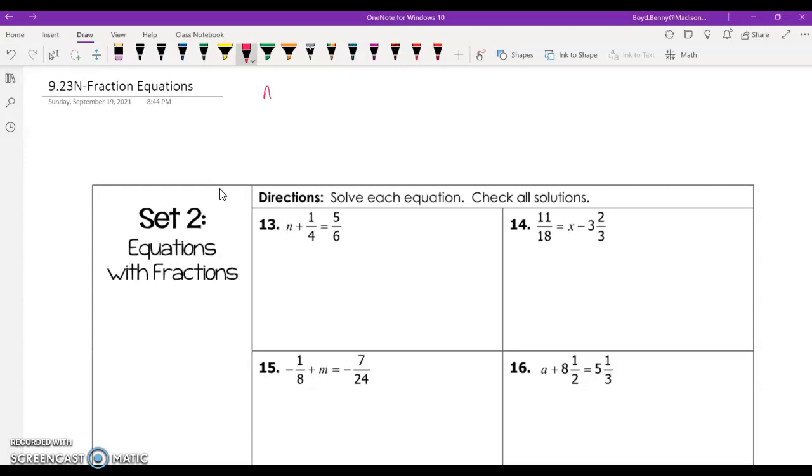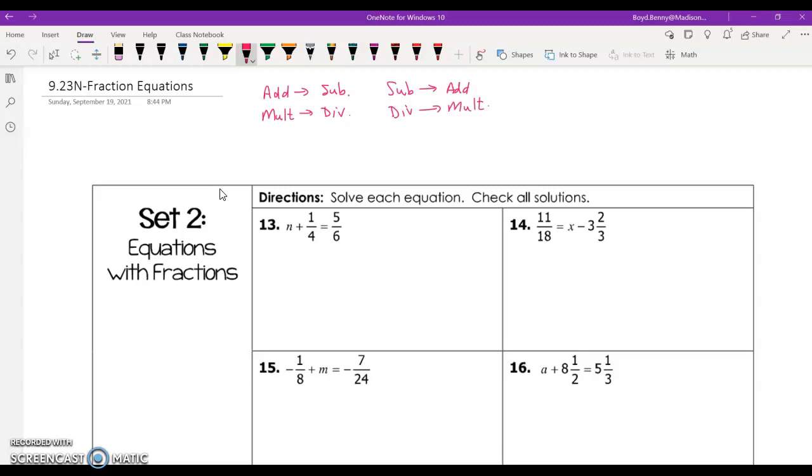So the inverse of addition would be subtraction. Likewise, the inverse of subtraction would be addition. The inverse of multiplication would be division. And then the inverse of division, of course, would be multiplication.